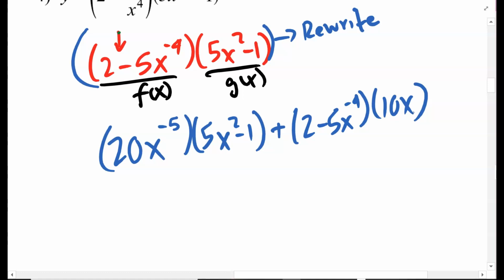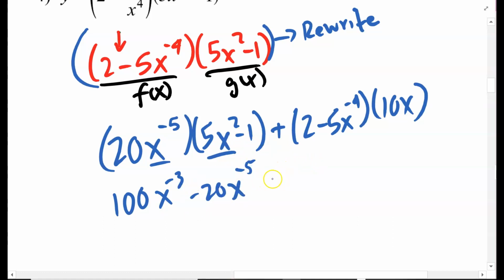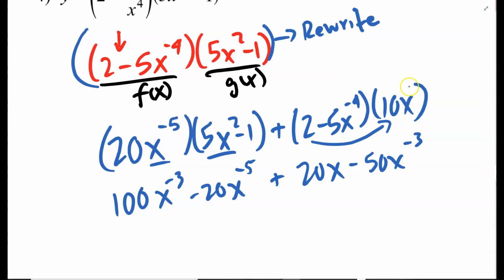And then we're going to do our distributive property. And again, the same thing goes. We need to multiply our front numbers, so that gives us 100. And then, like bases, add exponents, so x to the negative 3 times the negative 1 gives us negative 20x to the negative 5 plus 20x. We're going to distribute here. And then on our last distribution, we're going to get negative 50x to the negative 3. So the 1 on the x adds 1 technically to the negative 4, making it negative 3.